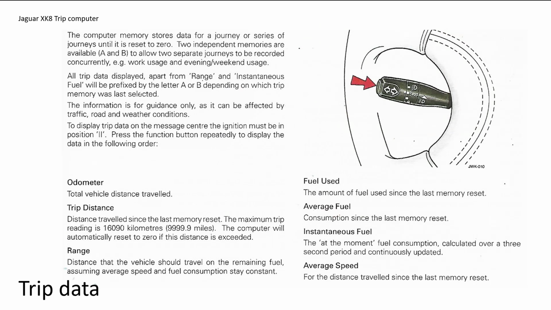The computer memory stores data for a journey or series of journeys until it's reset to 0. Two independent memories are available, A and B, to allow two separate journeys to be recorded concurrently. All trip data displayed, apart from range and instantaneous, will be prefixed by a letter A or B, depending on which trip memory was selected. The information is for guidance only, as it can be affected by traffic, road and weather conditions. To display trip data on the message center, the ignition must be in position 2. Press the function button repeatedly to display the data in the following order: odometer, trip distance, range, fuel used, average fuel used, instantaneous fuel, and average speed.